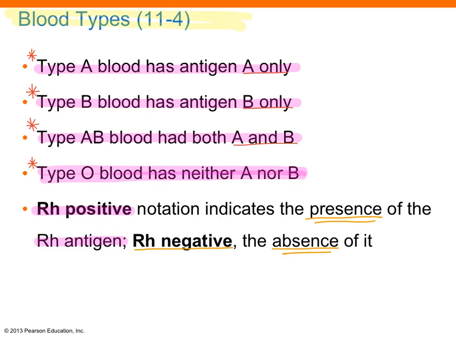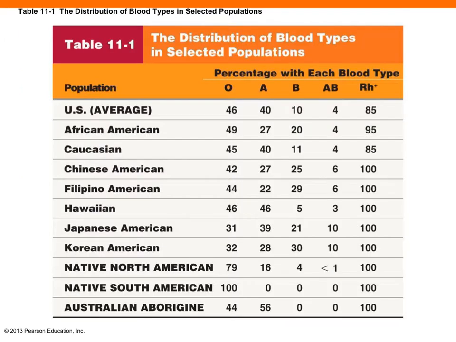The blood types are blood type A, and that means antigen A only. Type B blood, which has antigen B only. Type AB blood, both A and B antigens. Type O blood has neither A nor B, and Rh positive notation indicates the presence of the Rh antigen. Rh negative represents the absence of it.